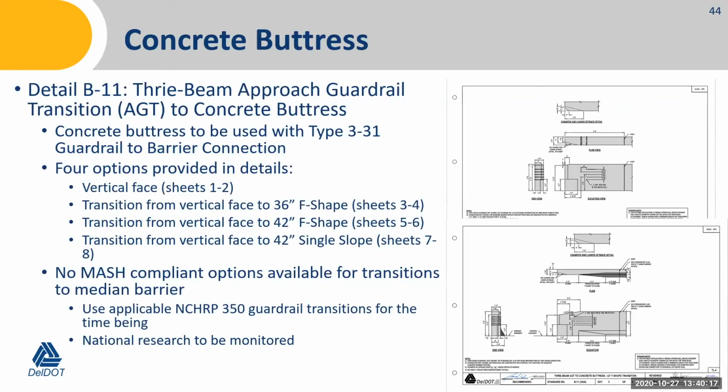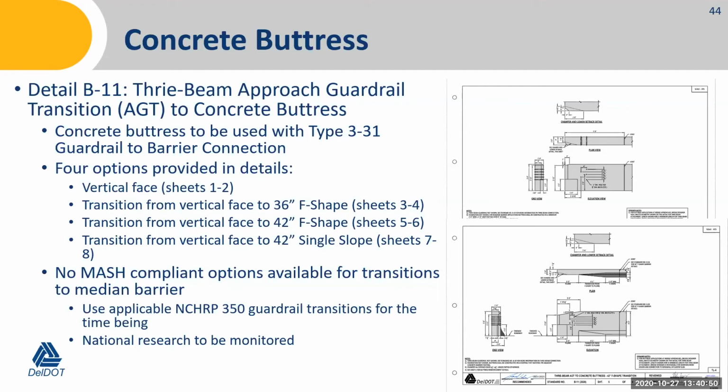Detail B11 is the concrete buttress details. There's 4 options available here. It's the vertical face, which is the original version of this detail, the end post. And then there's a transition from vertical face to the 36-inch F-shaped barrier, from vertical face to 42-inch F-shaped barrier, and vertical face to 42-inch single slope barrier. So all of these transitions are in line with the new concrete barrier details that I'll talk about in a few minutes.